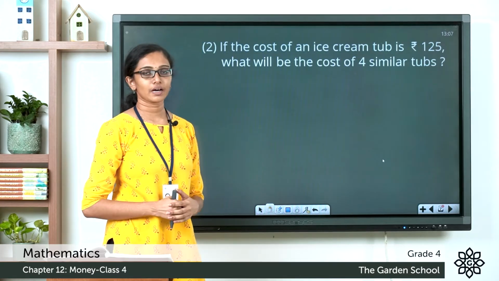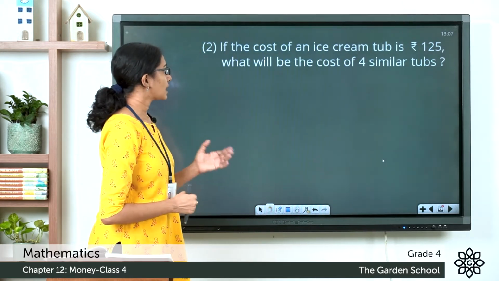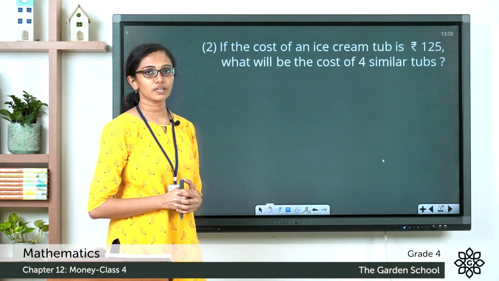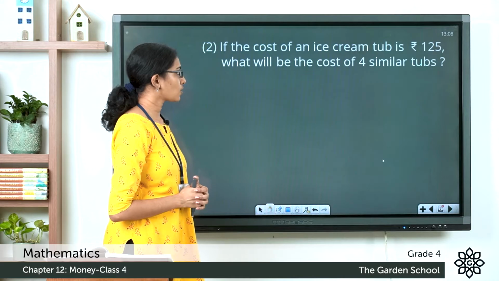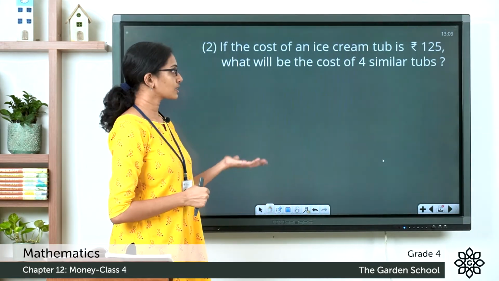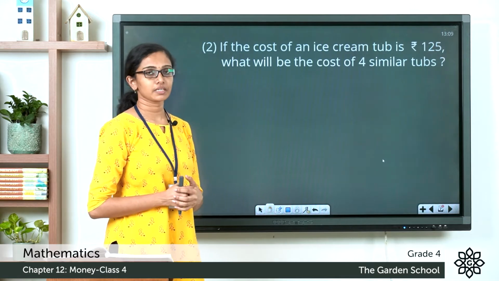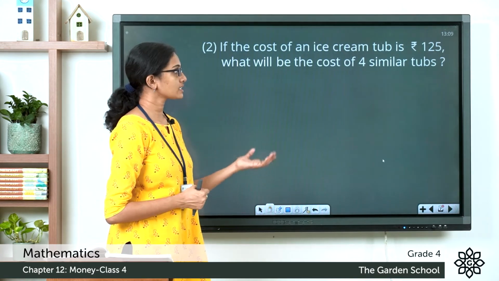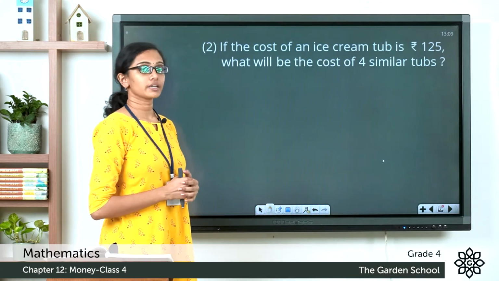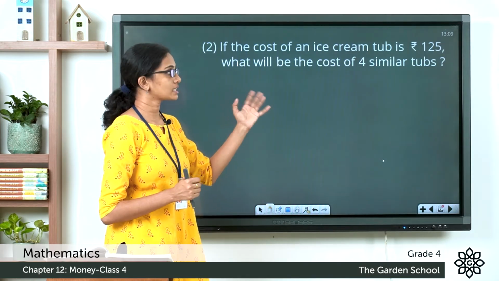We'll see one more example. This is a word problem. If the cost of an ice cream tub is rupees 125, what will be the cost of 4 similar tubs? So, what is given in the question? The cost of one ice cream tub is given. How much is it? It is an amount of rupees 125. We are asked to find out the cost of 4 similar tubs.